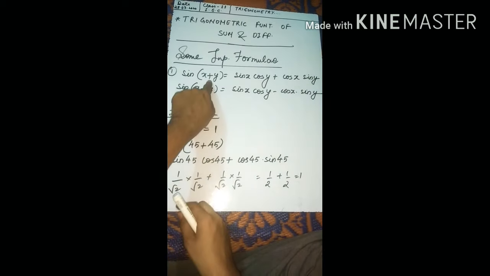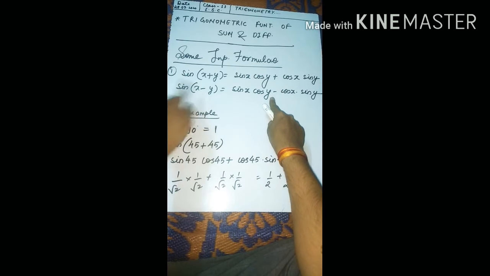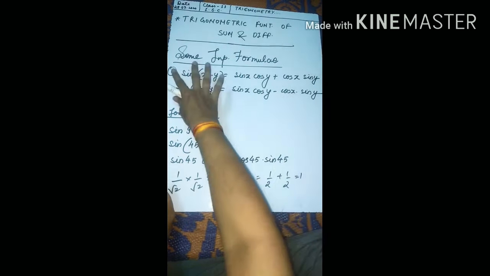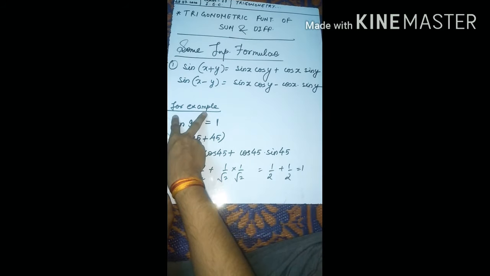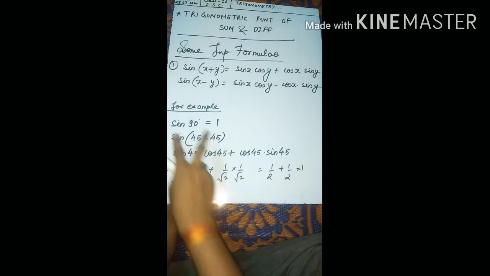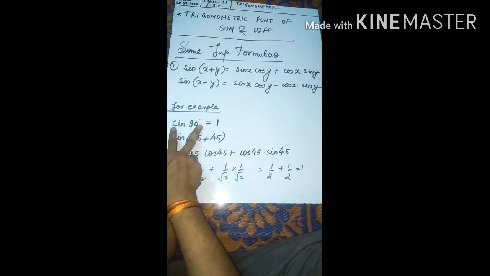So if you have the positive sign here, then here positive. If you have negative sign here, then here negative. Now how to use this formula or verify this formula? For example, I've taken here one example. Since we know that sine 90 degrees is what? 1. Okay, let us take LHS.